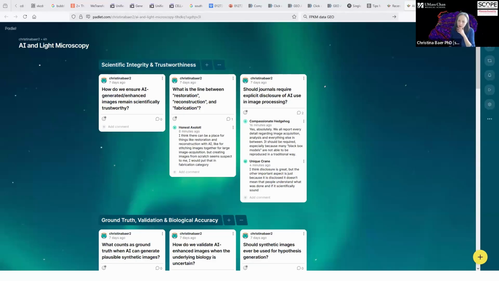So let's see. We've got a question about, is it reasonable or possible to require research to only utilize AI workflows that don't alter pixel data, e.g. non-destructive pipelines, image analysis only workflows, etc.? What do you think, Doug?